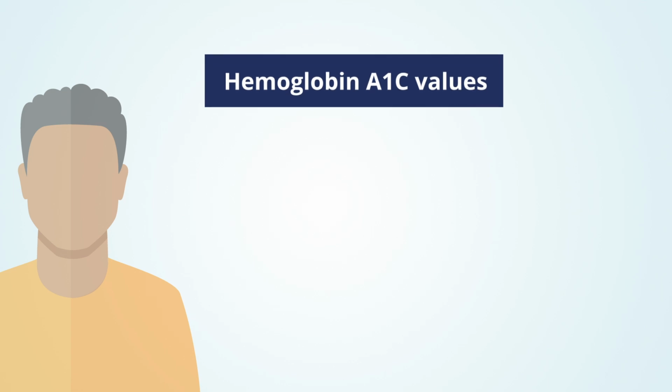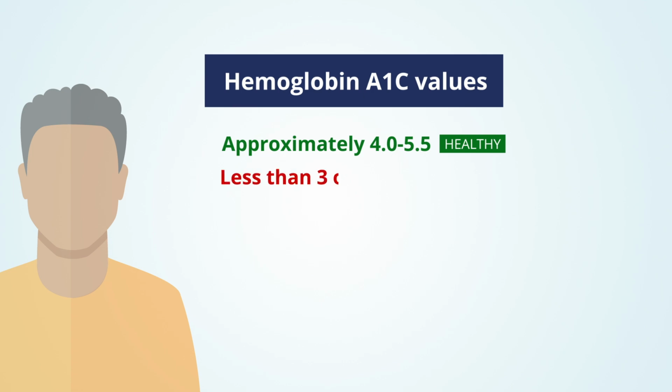Healthy people have hemoglobin A1C values between approximately 4 and 5.5. If the hemoglobin A1C value in a patient is less than 3 or more than 15, the clinician should expect the presence of an interference. In this situation, the laboratory director should be called and asked about the method used to measure hemoglobin A1C.